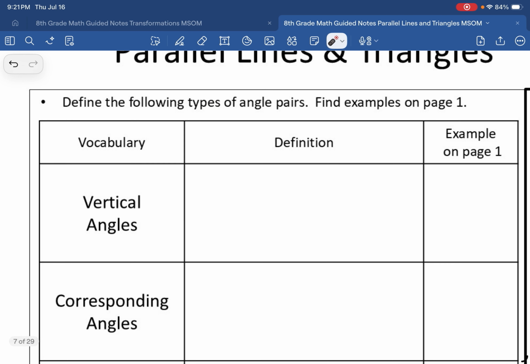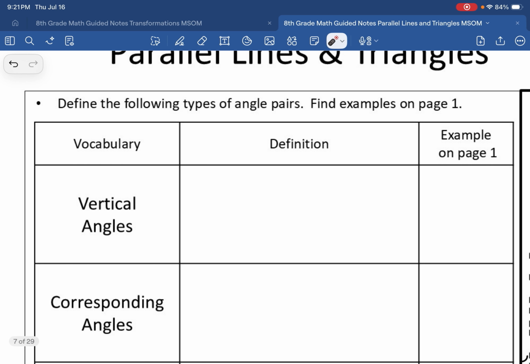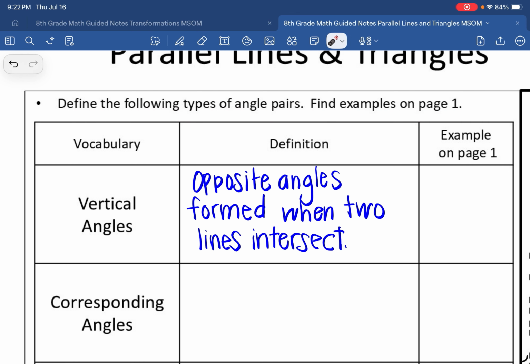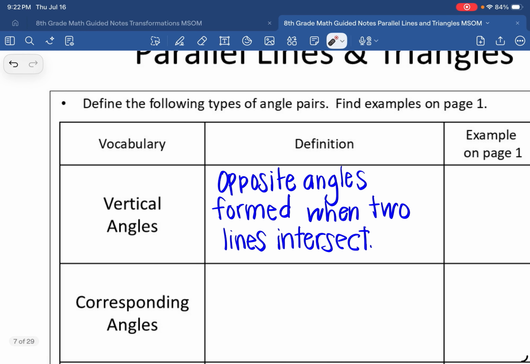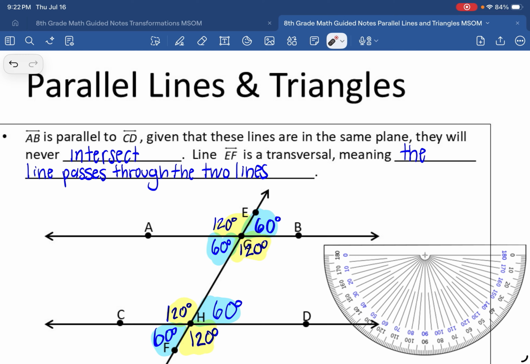Now we're going to talk about definitions of angles. It says to define the following types of angle pairs and find examples on page 1. Vertical angles are opposite angles formed when two lines intersect. So going back to page 1, this angle right here, EGB, and also this angle right here, they are opposite angles. They are formed with these two lines that intersect.